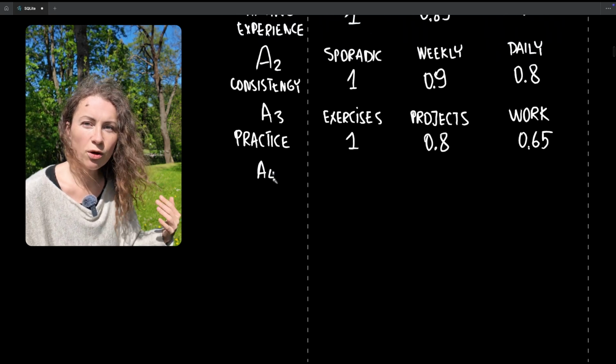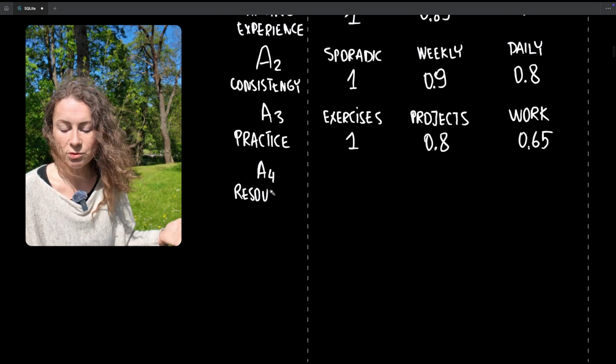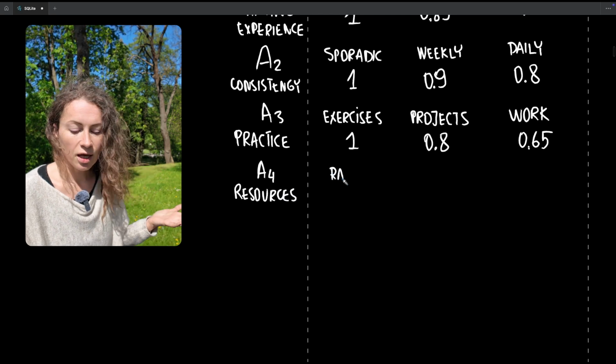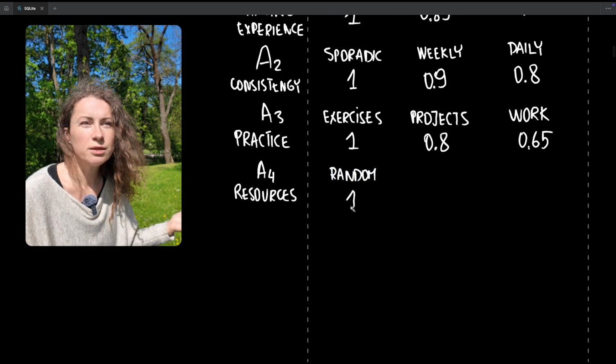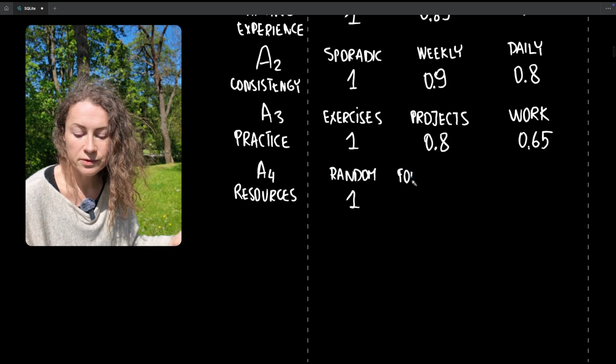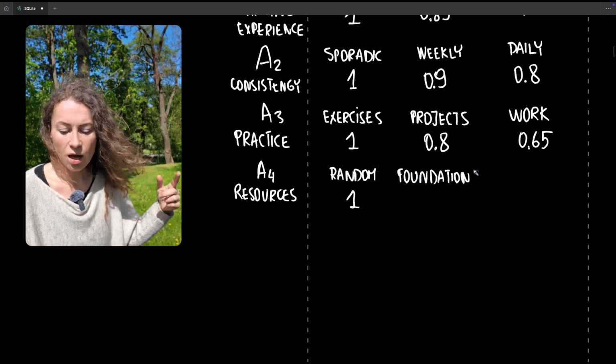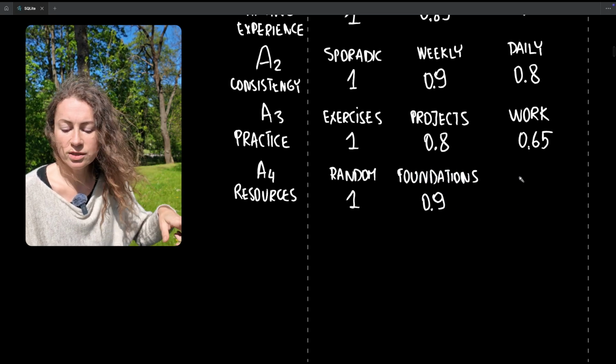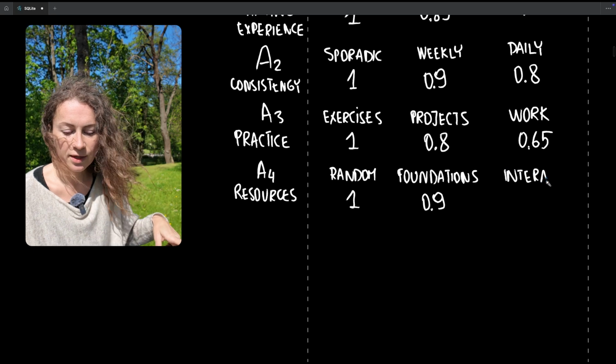4, quality of resources. Random online content is the baseline. A good book on SQL or database foundations, plus 10%. A high quality structured and interactive course, 15%.